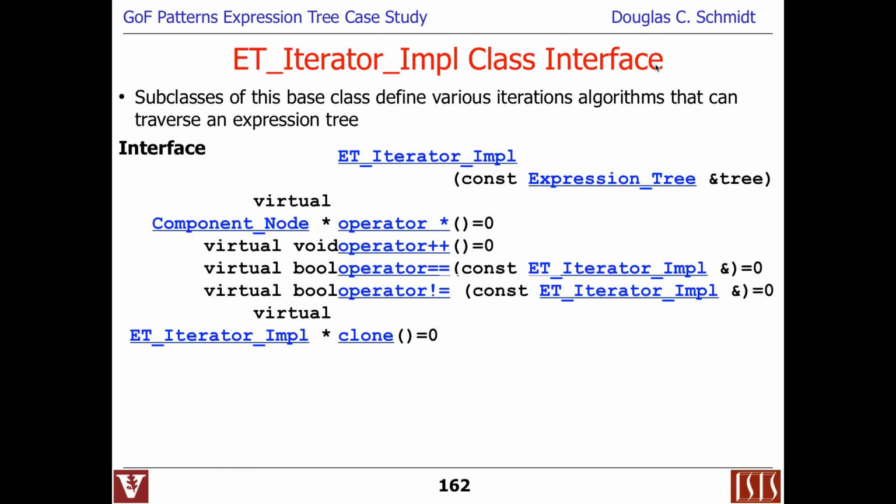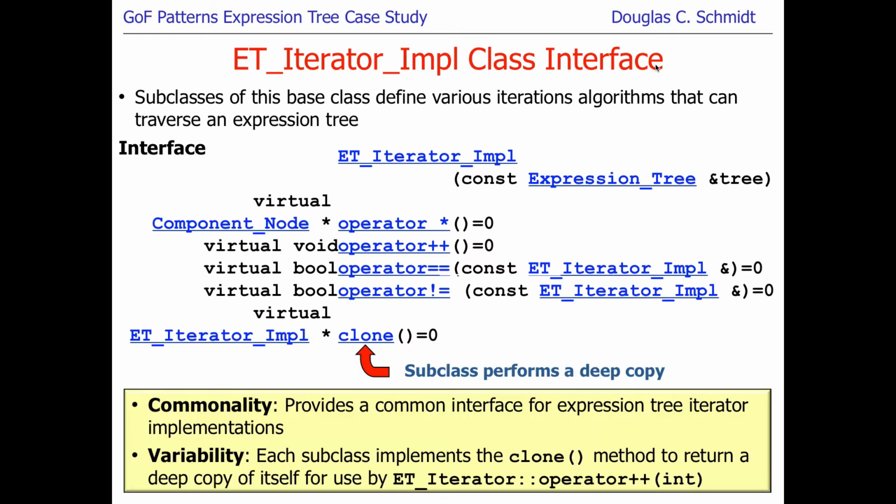All right, so here is the implementation interface. As you can see, what it's got here is basically a bunch of virtual methods and the clone method, as we saw before. So that's the guy that does the deep copy. And from a commonality and variability point of view, we get a common interface that can be subclassed to do different types of iterator directions, traversal orders, and so on. And we use clone to kind of move everything together.